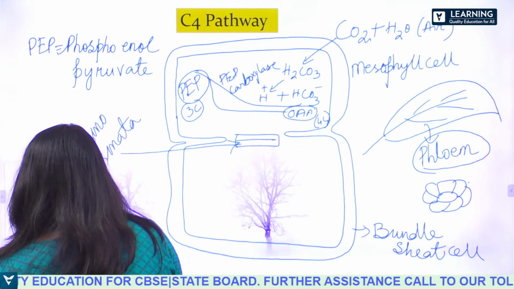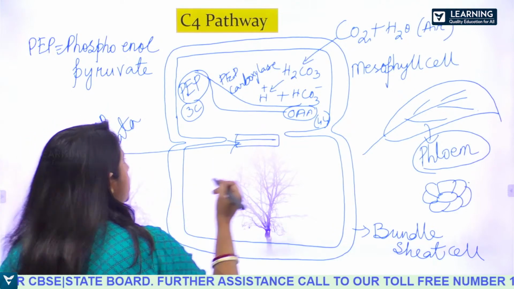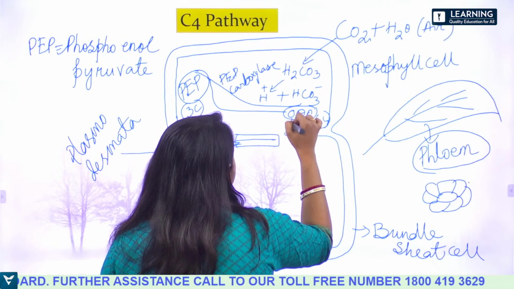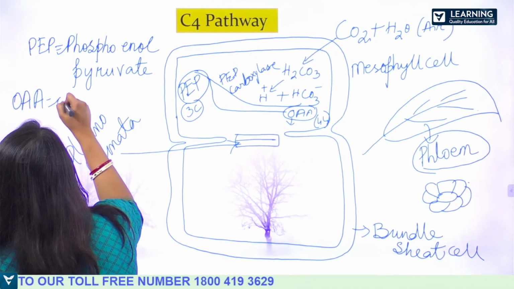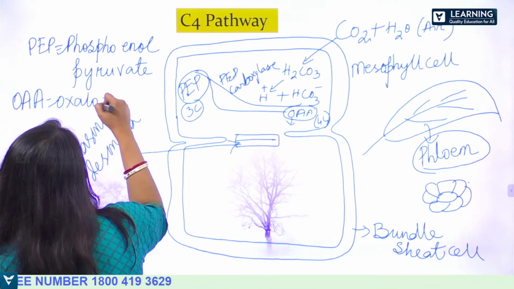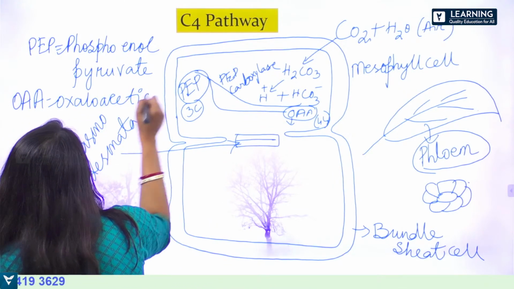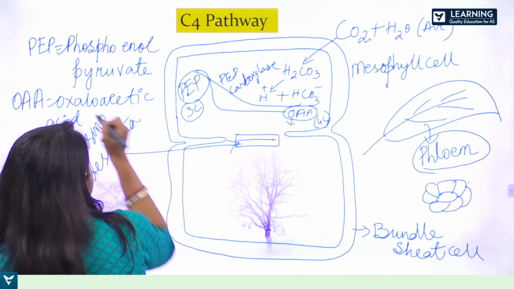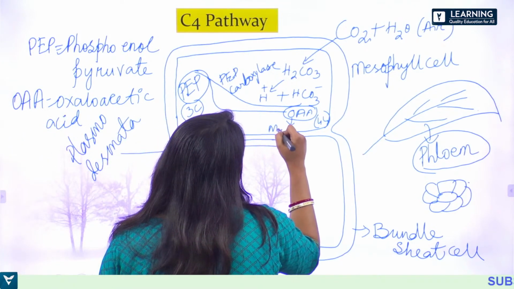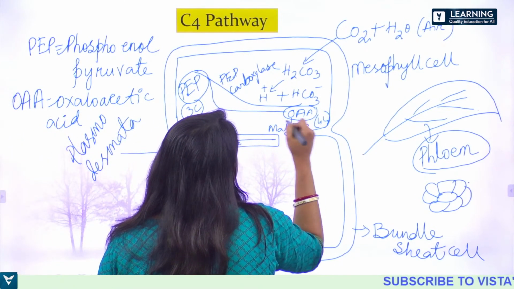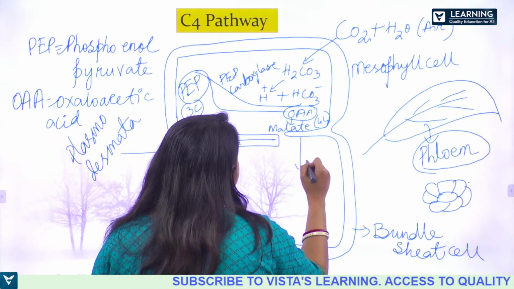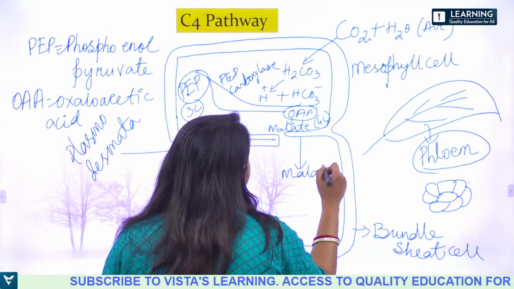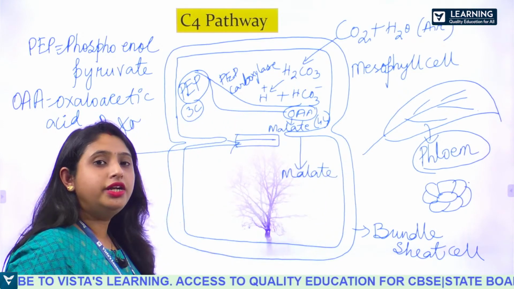Now what happens here? From the oxaloacetic acid, that is OAA, malate will be formed. Again, malate is a 4-carbon molecule. Then malate enters here in the bundle sheath cell.